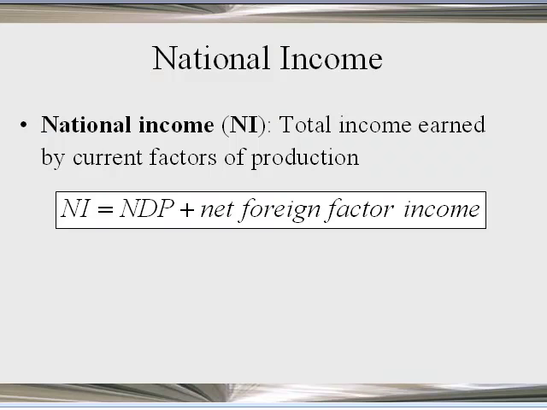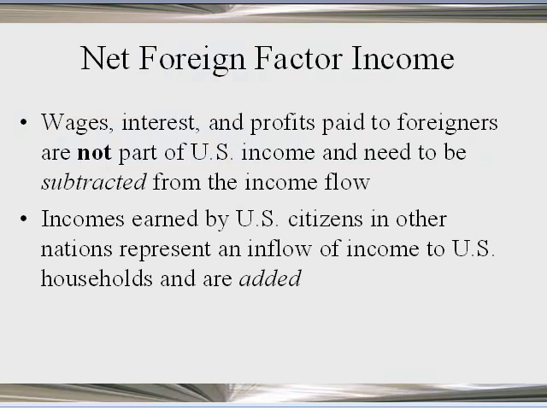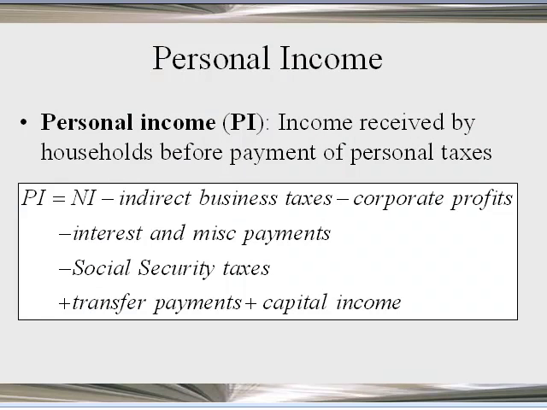We have to deduct what the net foreign factor is. Basically, we have to take out the income foreigners have earned from our GDP, and then add what we collected from abroad, and the net amount is what we add. So wages, interest, and profits paid to foreigners are not part of our income, so we need to take that out. And income that we earned abroad is an inflow to the U.S. household, so that has to be added back. Again, the national income approach is the other approach we can do.